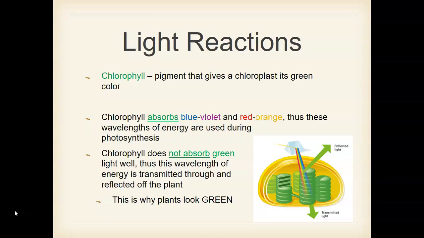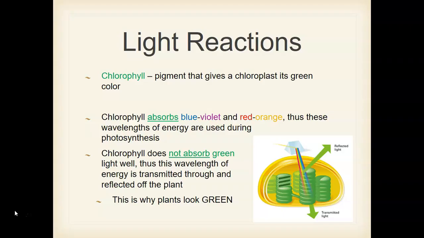So chlorophyll is the pigment that gives your chloroplasts or your plants their green color. And there's a reason that it's green. Chlorophyll is able to absorb on both ends of the color spectrum, the blue and violet range, as well as the red and orange. Those two color ranges and the energy associated with those colors are capable of being utilized by your plant, by the pigment. Those are the colors that get absorbed. And anything that gets absorbed is stuff that you don't see.